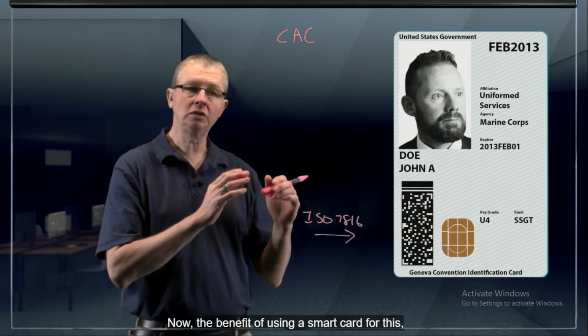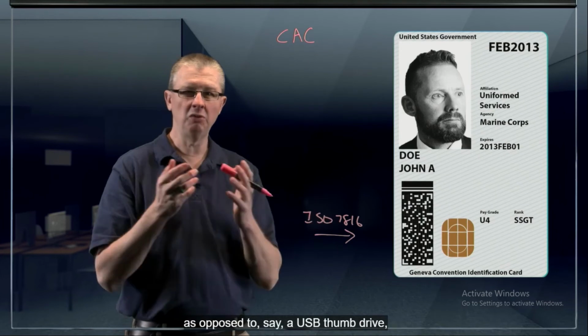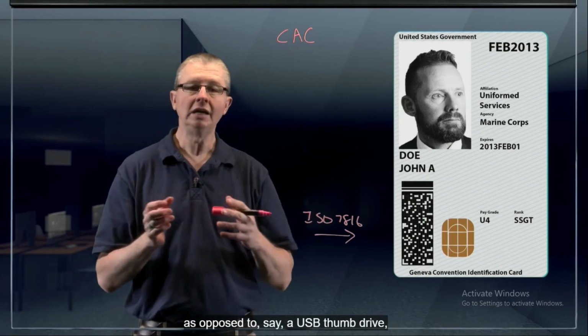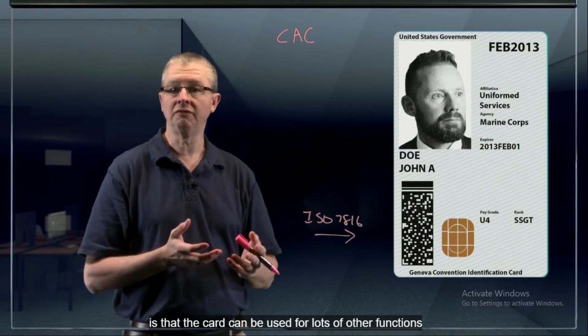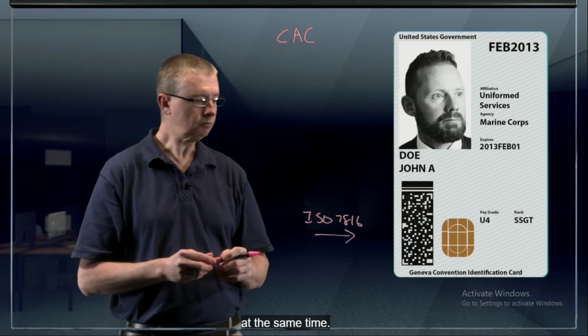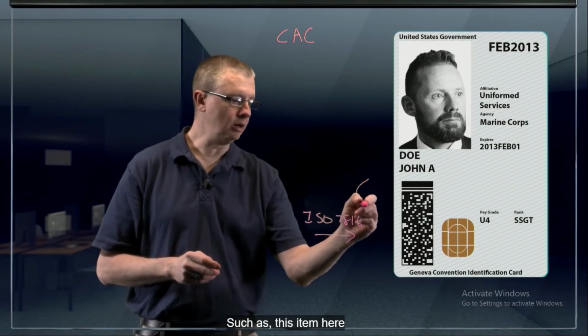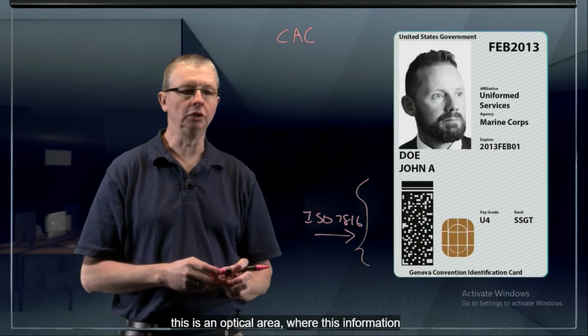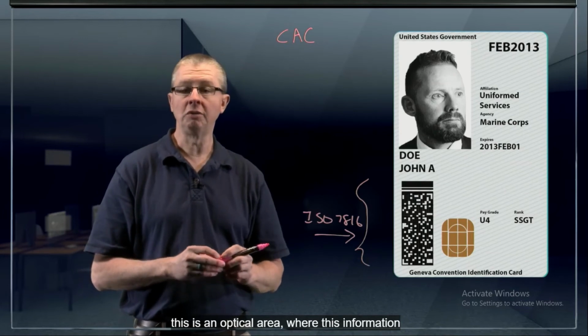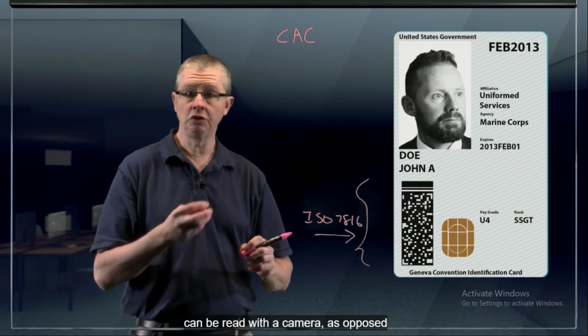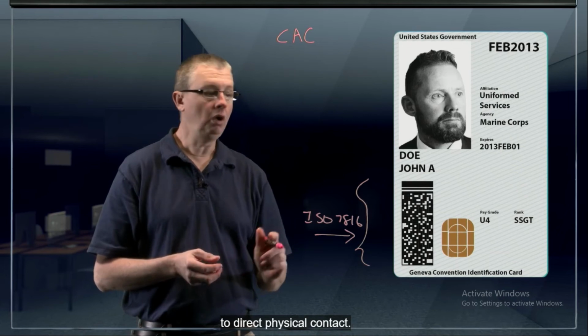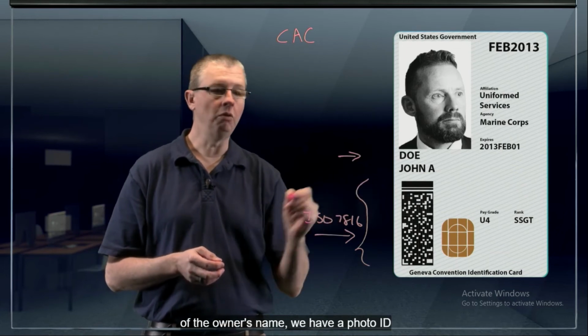Now, the benefit of using a smart card for this, as opposed to, say, a USB thumb drive, is that the card can be used for lots of other functions at the same time, such as this item here. This is an optical area where this information can be read with a camera as opposed to direct physical contact. We also have a clear presentation of the owner's name.